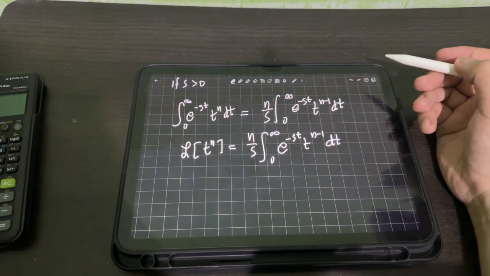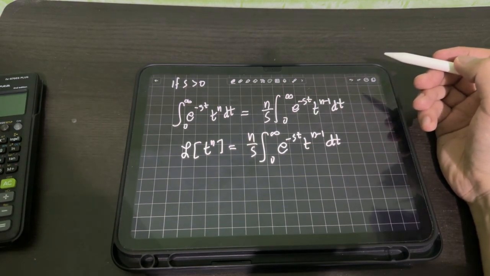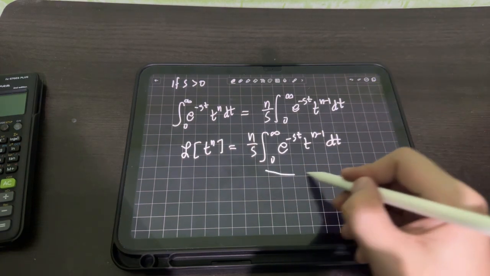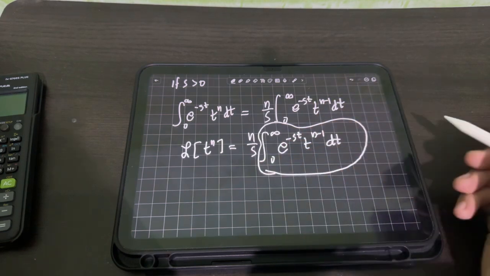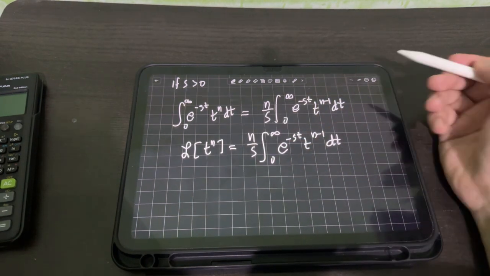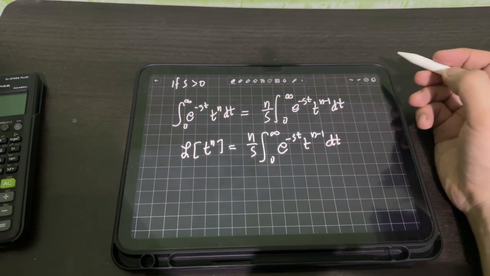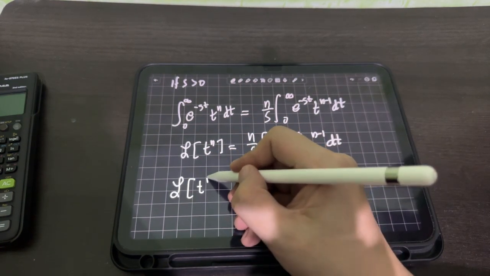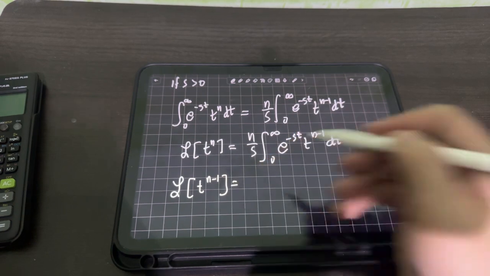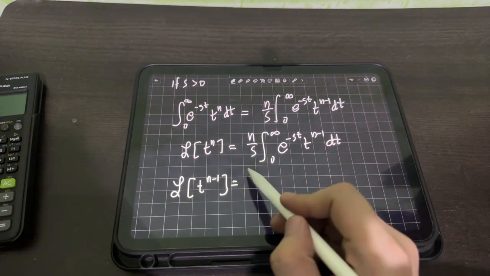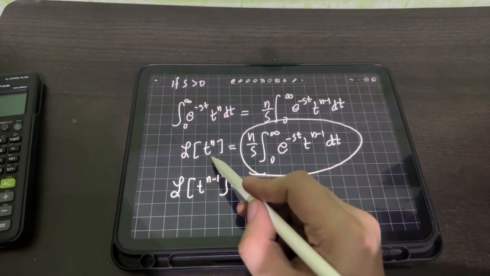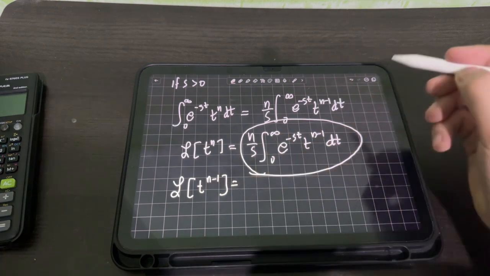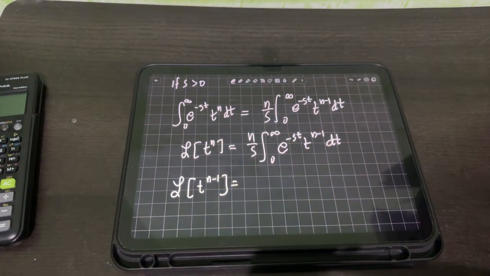But let's have a more precise formula. What if we want a formula that doesn't have an integral in its form, right? So let's analyze further. If we try to get the Laplace transform of t to the n minus 1, okay? And this is the formula for Laplace transform of t to the n. What can we do?